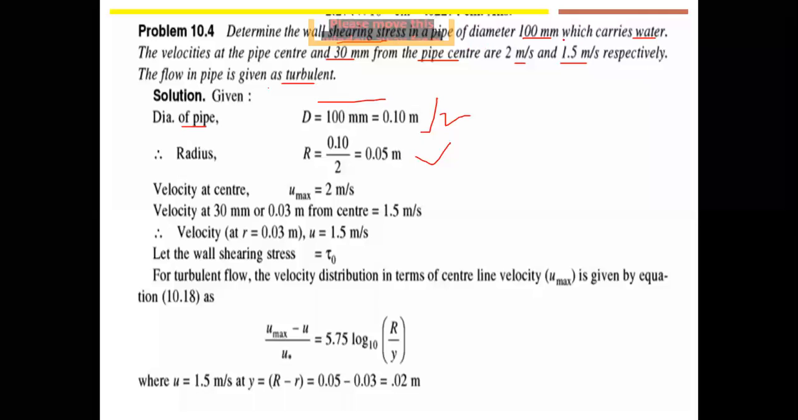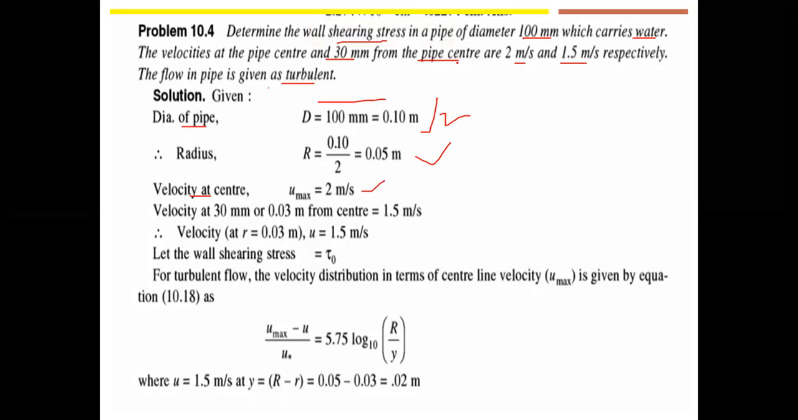Next, the pipe carries water. The velocity of the pipe, that is now the velocity at the center, U max, is 2 meters per second. The velocity at 30 mm, here again the conversion is done, or 0.03 from the center, is 1.5 meters per second.